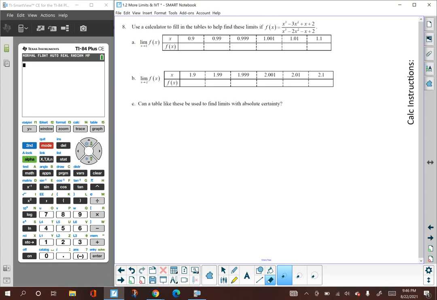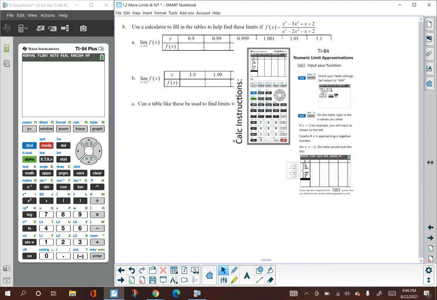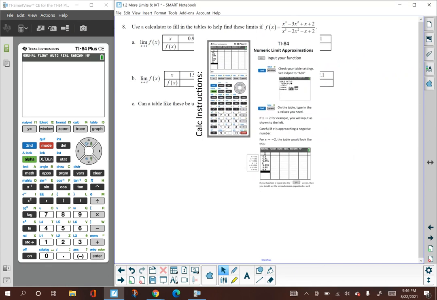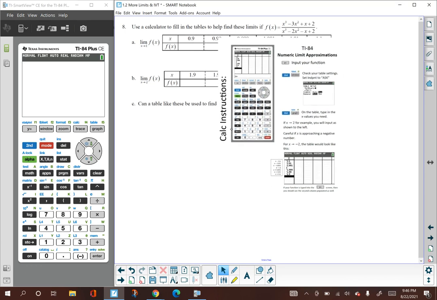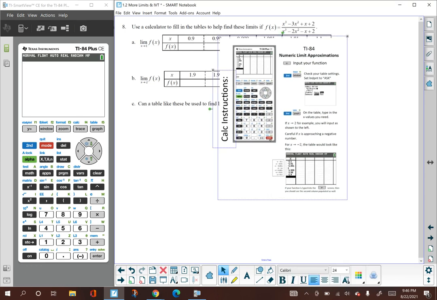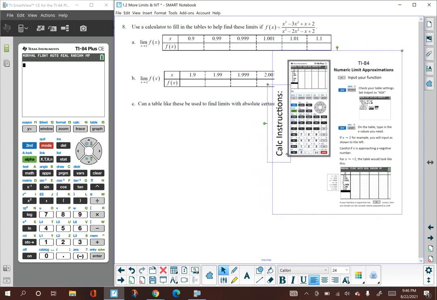But if you don't have a calculator yet, we'll get you caught up on this one particular skill later, and it's not a big deal. I do have a printout that has the numeric limit approximation steps, but we'll walk through them on the screen right now.